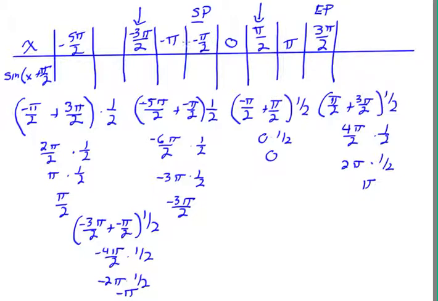There is not symmetry anymore. This is negative pi over 2. This is 0. This is negative pi. Don't make the mistake of just copying your positives over to here. We now actually have to do the work.